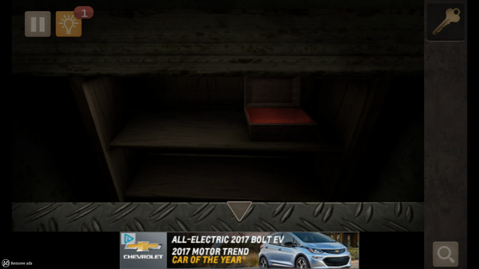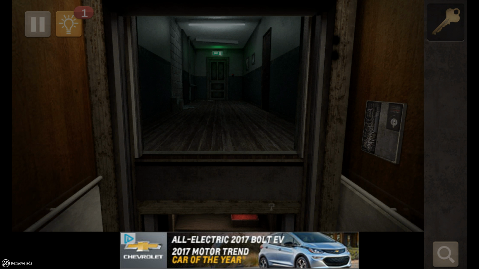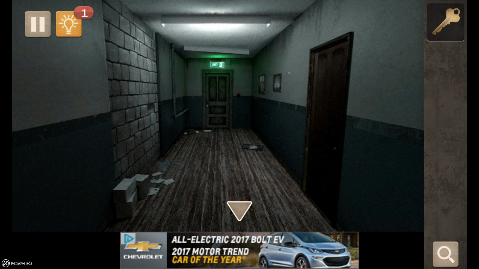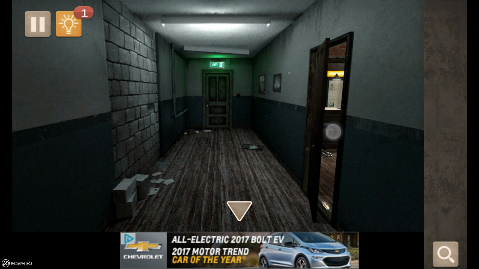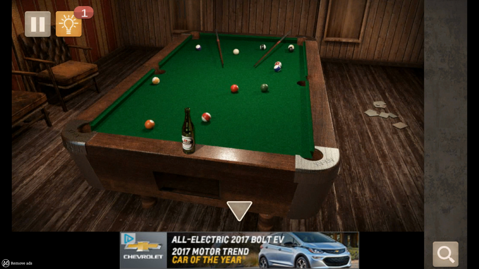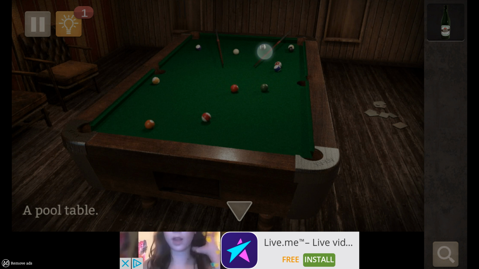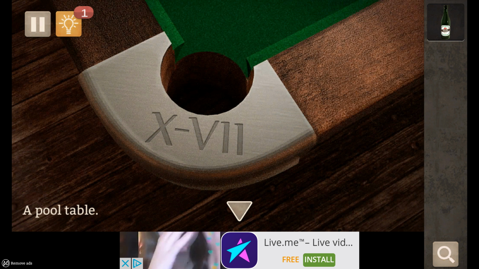We have a key. Let's try that on the first door and go from there. Good, good. That worked. And look, we have a billiards table. We have a beer bottle now. No pool balls.